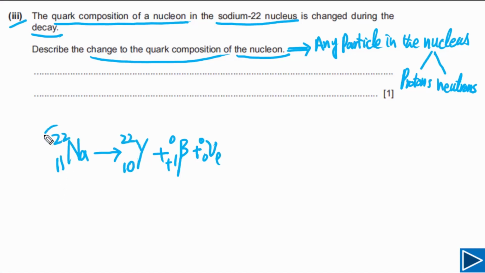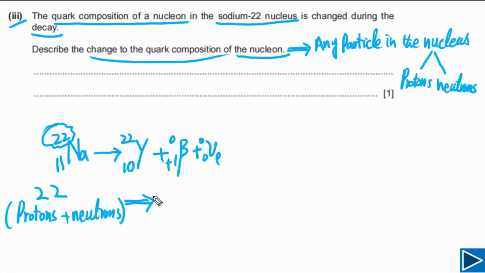Now we need to understand mass number. If you look at this mass number, sodium has 22, and the mass number is the sum of protons and neutrons. And the daughter nucleus also has the same mass number 22, and this is also the sum of protons and neutrons. Atomic number is 11. It means we have 11 protons here. Mass number is 22, so 22 minus 11, it means we have 11 neutrons as well.